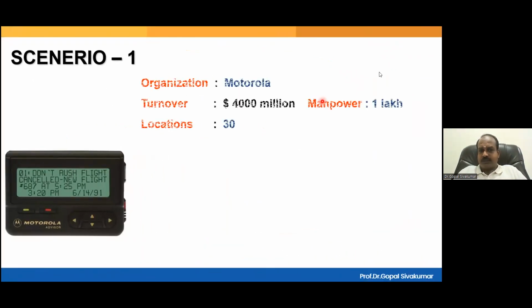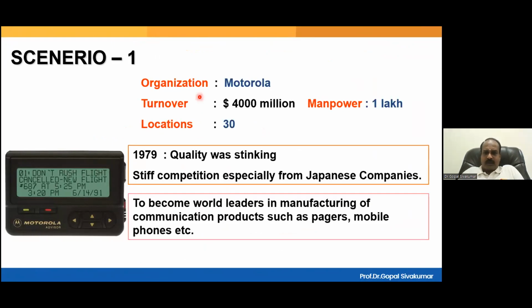And now look at the scenario number 1. Company, the numbers behind Motorola. And problem is quality is stinking, particularly stiff competition from the Japanese company. And the reason for embracing Six Sigma, they want to become world leaders in manufacturing of communication products, such as pagers, mobile phones, etc.